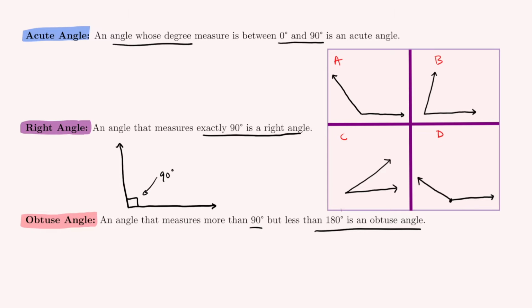So of the angles listed A, B, C, and D, take a moment to think how you would classify each of these. Are they acute angles or are they obtuse angles?